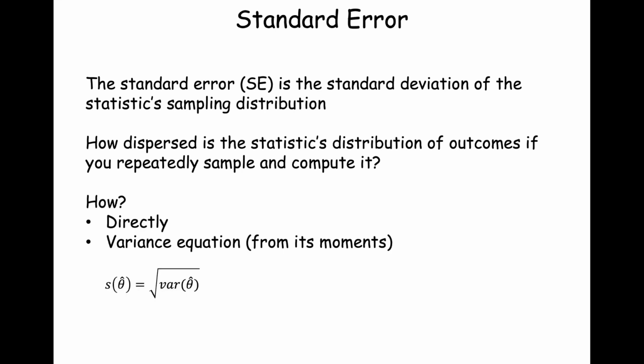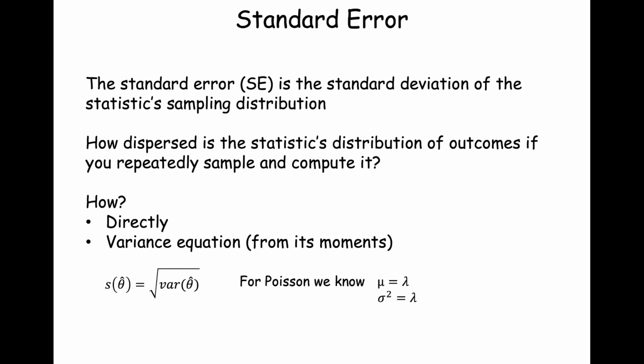Okay, so how do you do this? Well, you can evaluate or calculate the standard error directly, right? You can do this mathematically. You can take the variance equation, and the variance equation talks about moments, right? First moment and the second moment. So if we said that we have the standard error S of some estimator theta hat is nothing more than the square root of the variance of that estimator theta hat.